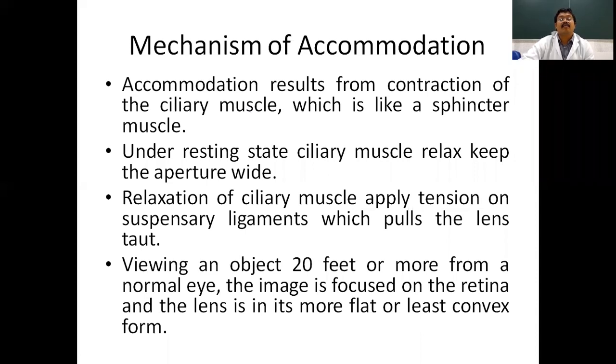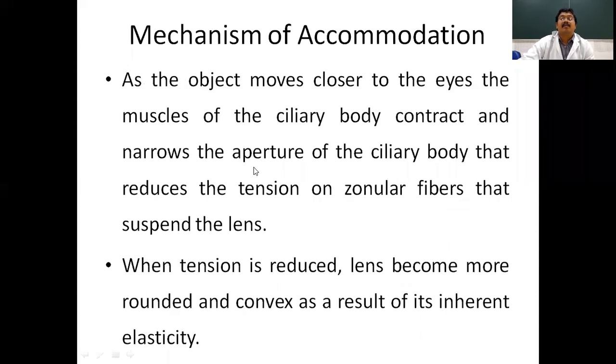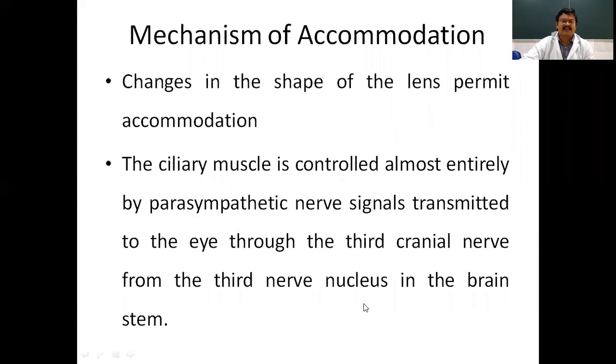When viewing an object at a distance of 20 meters or more from a normal eye, the image focuses on the retina and the lens becomes more flat and least convex. Whenever you are seeing a distant object, the lens is more flat and least convex. If the object moves closer, the muscles of the ciliary body contract and narrow the aperture of the ciliary body, which reduces the tension on the zonular fibers and suspensory ligament, and the lens becomes more convex. When the tension reduces, the lens becomes more rounded and more convex, resulting from its inherent elasticity.